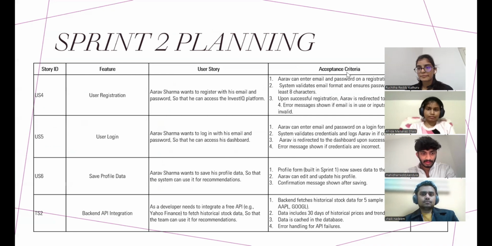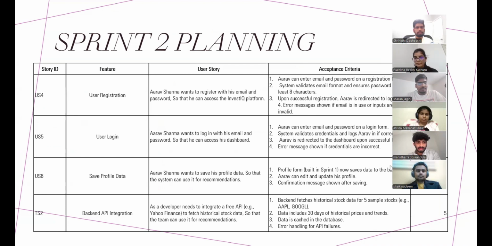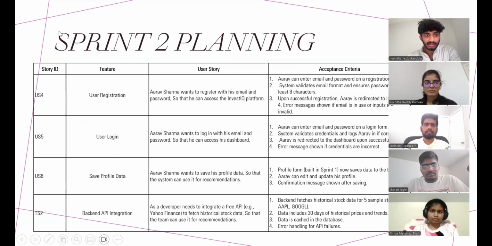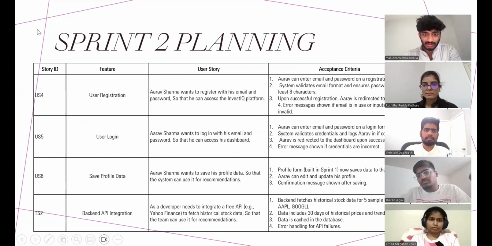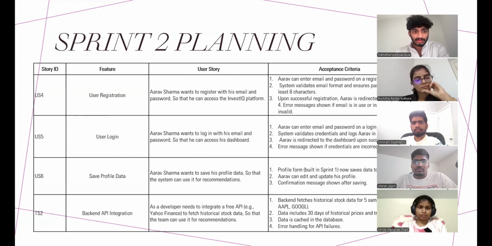So, sprint 2 planning. Sprint 2 focuses on user authentication, profile management, backend API integration, and database setup to enhance platform functionality. So we have user registration. Let's say Rohit Sharma wants to register with his email and password so he can access the InvestIQ platform. He can enter an email ID and password on a registration form. It enables users to sign up securely, validates email ID and password, handles errors, and redirects to login.